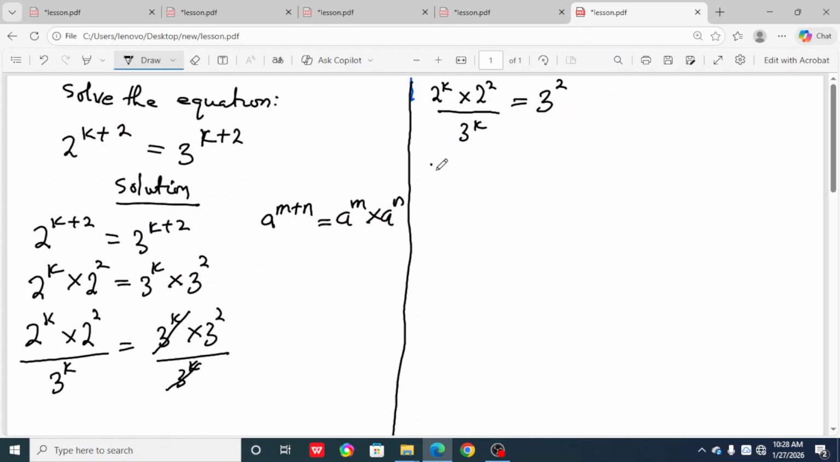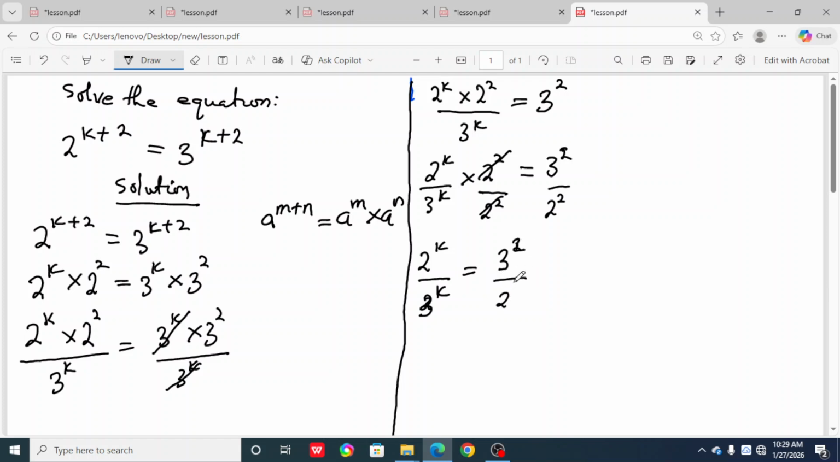So we can write this as 2 raised to power k over 3 raised to power k, then times 2 raised to power 2, is the same thing over 3 raised to power 2. So I will now divide both sides by 2 raised to power 2 so that it can cancel out 2 raised to power 2. So this one will cancel out. We can see that we now have 2 raised to power k over 3 raised to power k, which is equal to 3 raised to power 2 over 2 raised to power 2.